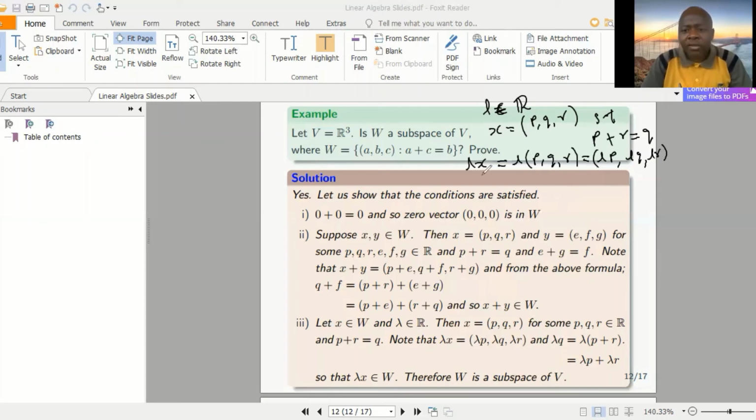Is lambda x in W? Is it in W? So for me to show that, I want to show that the second element here is the sum of the first and the third. So for me to show that, let me check the second element.